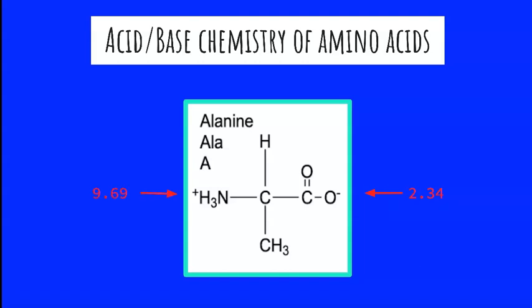When the amino acid is present at a pH of 5, the carboxyl group will be deprotonated, aka negative, and the amino group will remain protonated and positive, thus canceling each other out and maintaining an overall neutral charge.